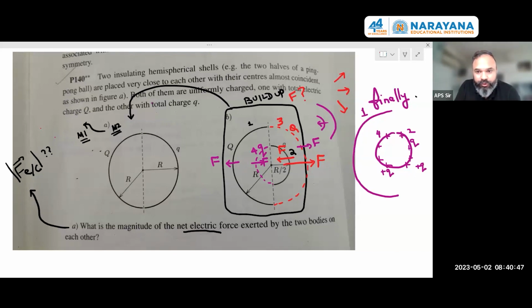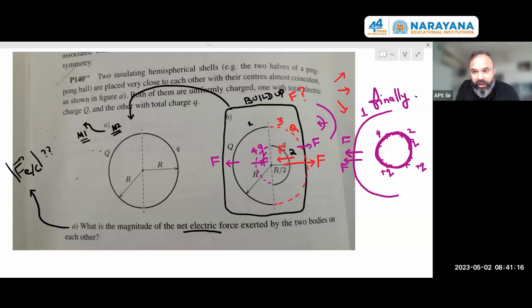1 applied a force on 2, which was rightward F. So 2 will apply on 1, which is leftward F. Similarly, 1 applied a force on 4, which is rightward F. So 4 will apply on 1, which is leftward F. So basically, on 1, by this complete spherical shell, the total force is 2F. Finally, what am I saying? That on 1, the total force by this spherical shell is 2F.